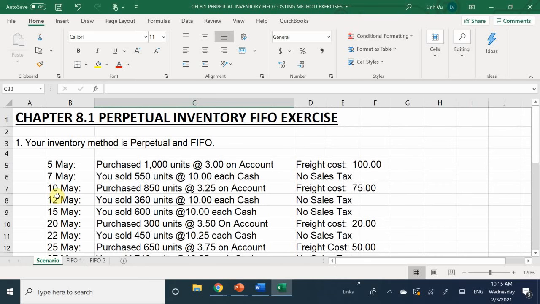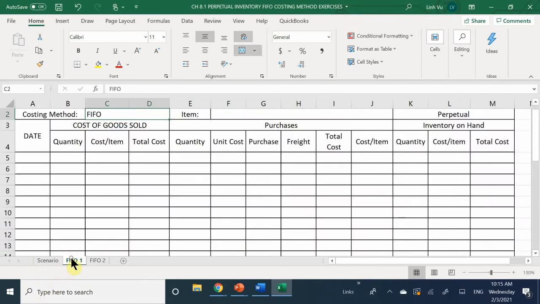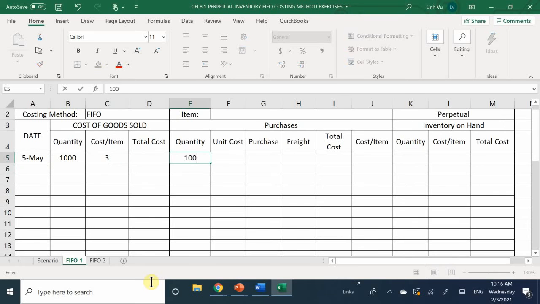When we get to the chapter 8 review, doing the whole thing, that's where we're going to practice journalizing and then practice using the inventory worksheet. But for this, I just want you to be able to get comfortable with the worksheet. So let's go ahead and do that. So purchase 1,000 units at $3 each with the freight costing you $100. So May 5th, 1,000 items at $3 each with a freight of $100.